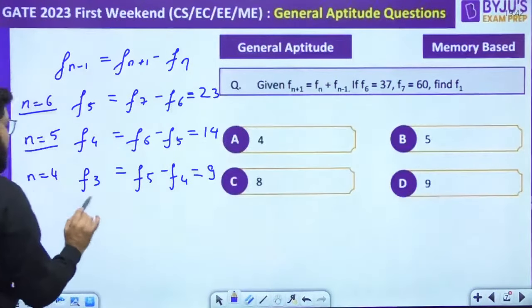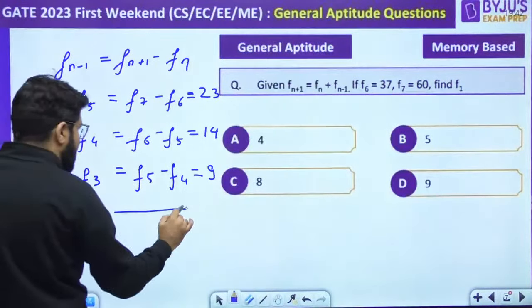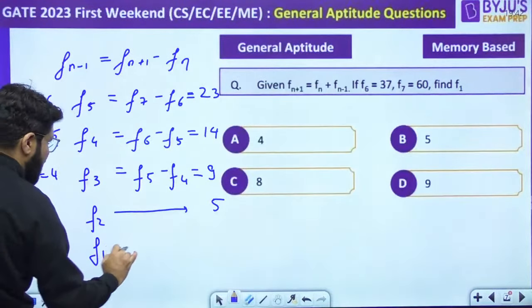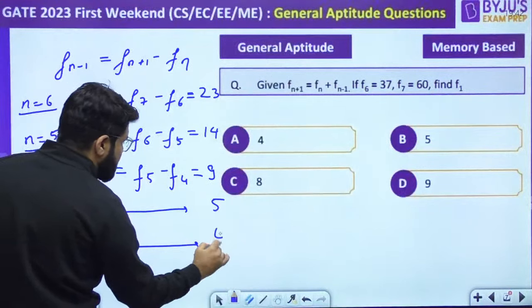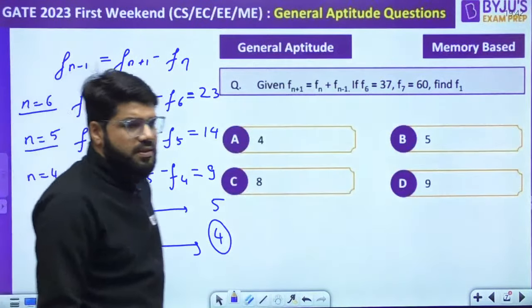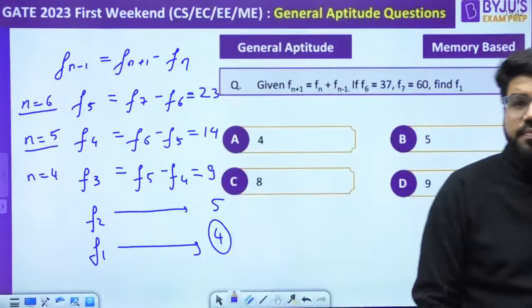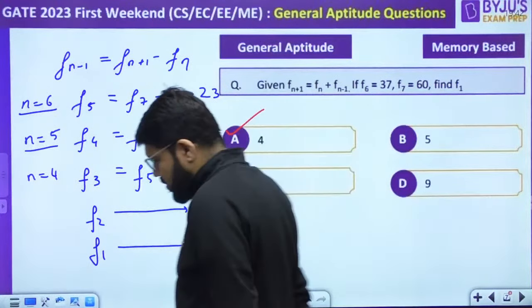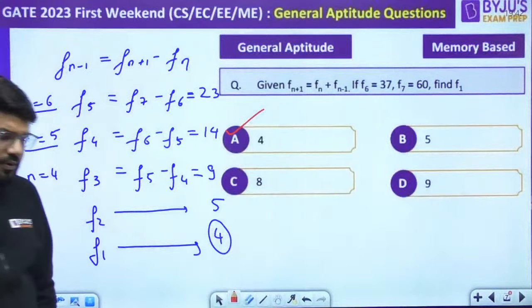तो देखो next difference कितना हो जाएगा? अब f2 की बात करें. So what is the 14 minus 9? That will be 5. Then if I talk about f1, what is the 9 minus 5? That is equal to 4. Clear? So simple logical question. Okay, and answer is equal to 4.